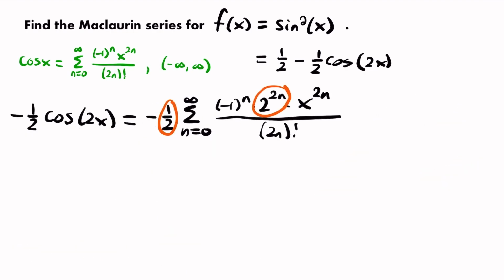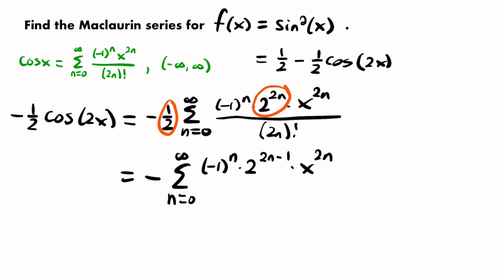Negative 1/2 times cosine of 2x will be equal to the negative sum from n equals 0 to infinity of negative 1 to the power of n times 2 to the power of 2n minus 1 times x to the power of 2n divided by 2n factorial. Okay, and so this series right here is the same as negative 1/2 times cosine of 2x. But once again, that is not quite the function that we want to represent as a Maclaurin series. We want to represent 1/2 minus 1/2 times cosine of 2x.